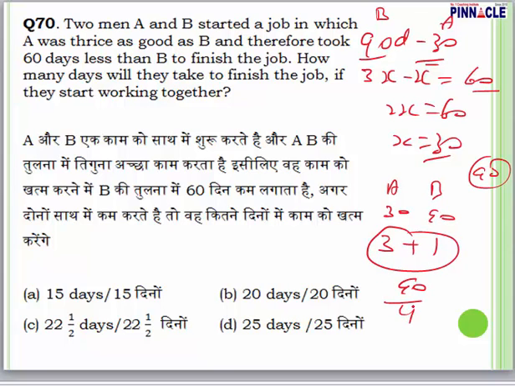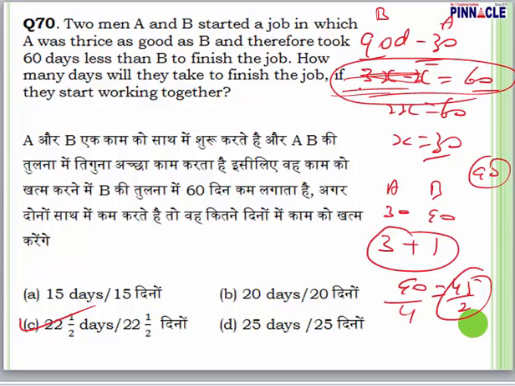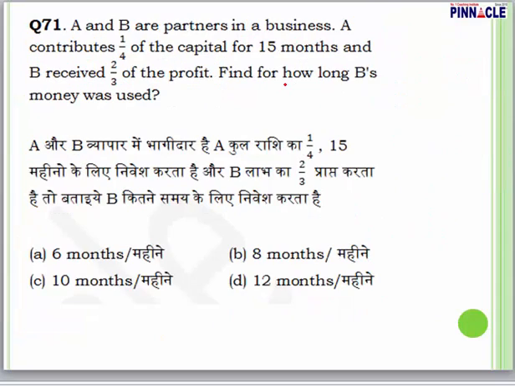To complete the work, they will take 90 by 4 days, that is 45 by 2. In other words, 22.5. 22.5 is the answer. Answer is C in this question. Such kind of question you can solve like this. This is a very important statement in this kind of variety.